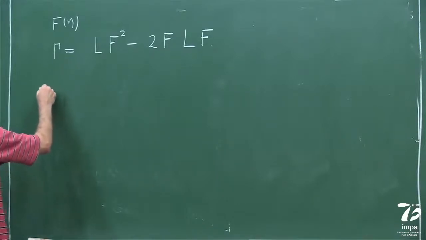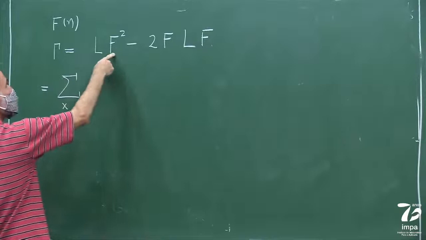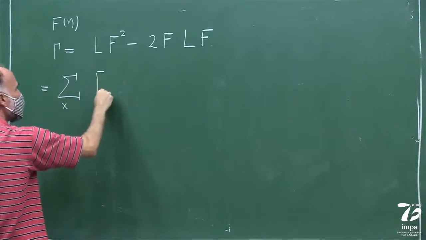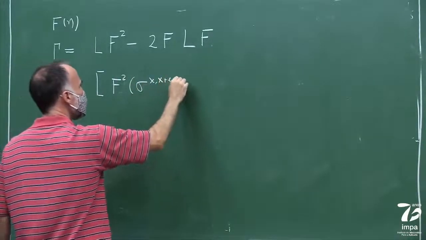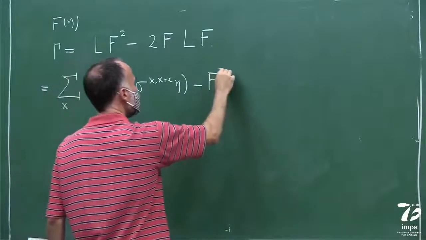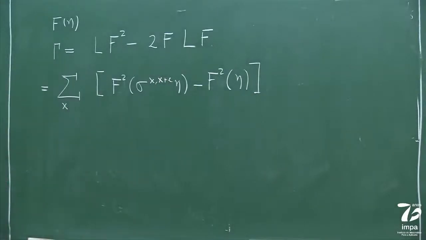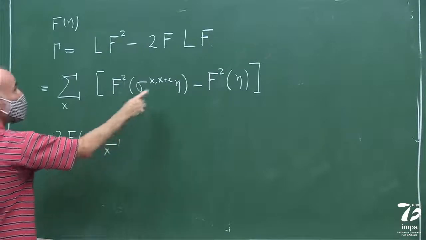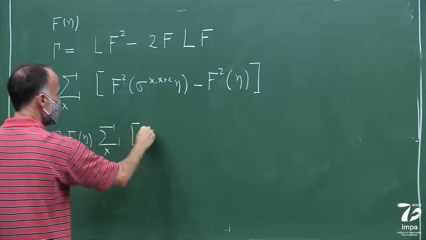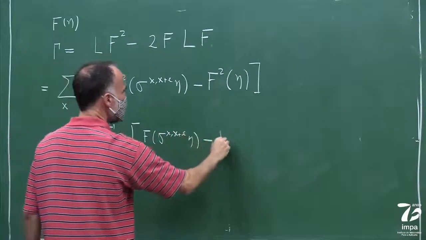So what is the generator? The generator, as we have seen, is a sum. So I'm computing L applied to f squared. This is f squared at sigma x plus e of eta minus f squared of eta. So this is the first term. And then we have minus 2 f of eta, the sum in x of, because here appears LF, f of sigma x plus e eta minus f of eta.